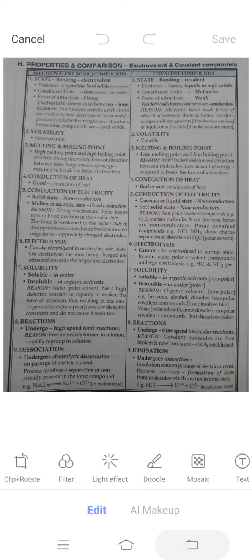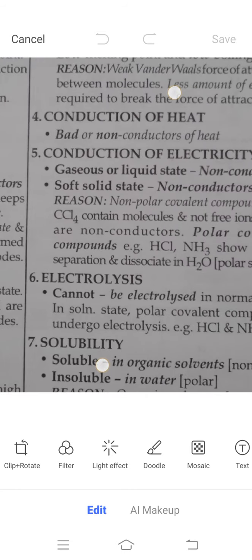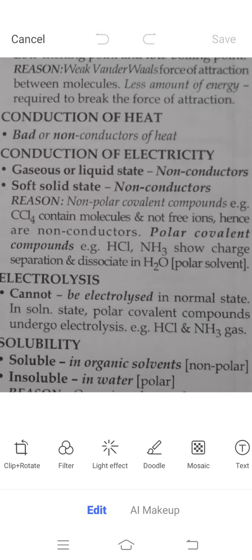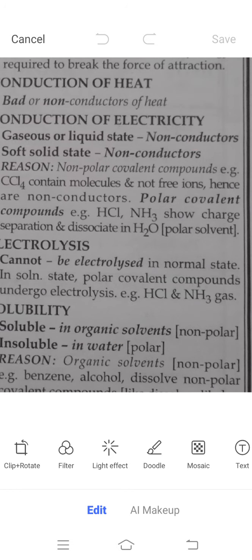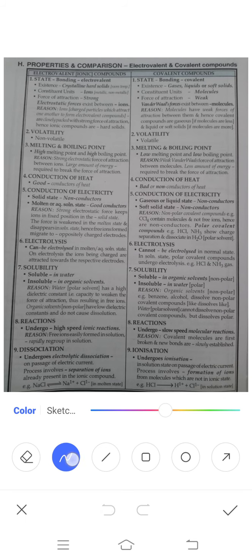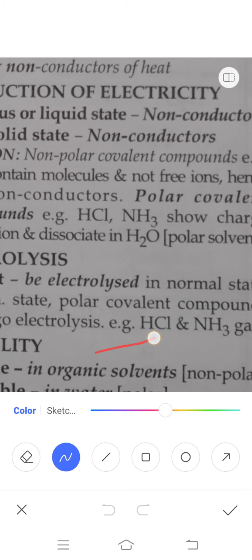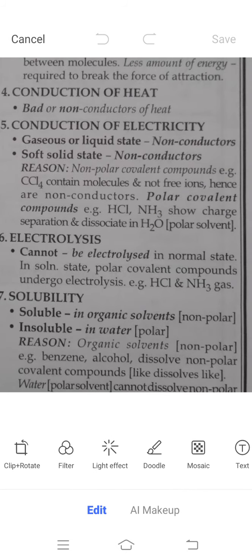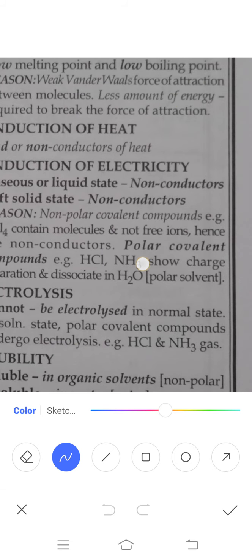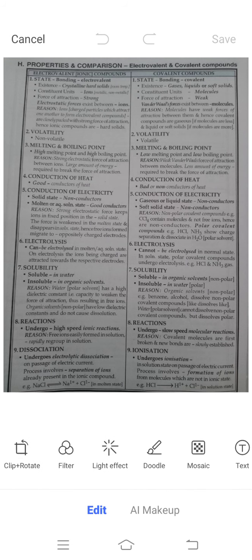Now let us see the conduction of electricity for covalent compounds. As you can see, they are non-conductors in the gaseous, liquid as well as the solid state. Conduction will be shown only by some exceptional compounds, and those are polar compounds, because they have a small charge separation on them. Yes or no? This I have already explained in the polar covalent compound part, so you can refer to that.